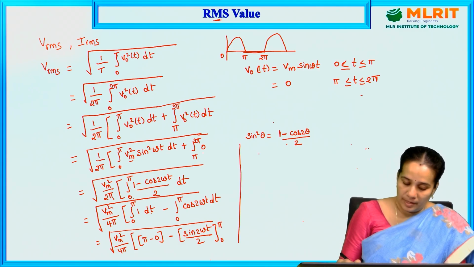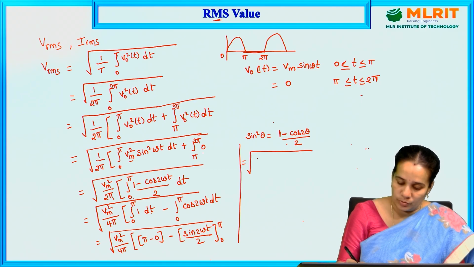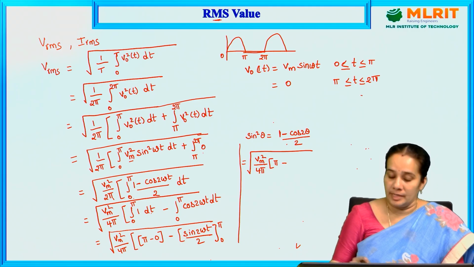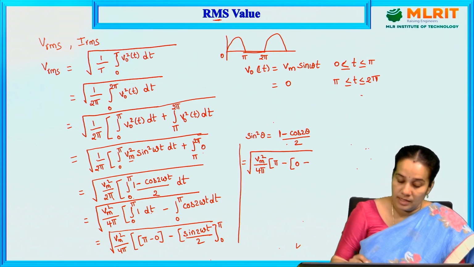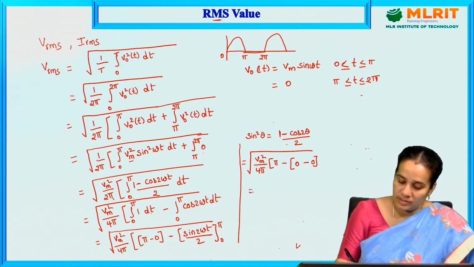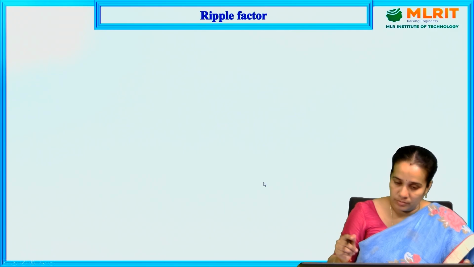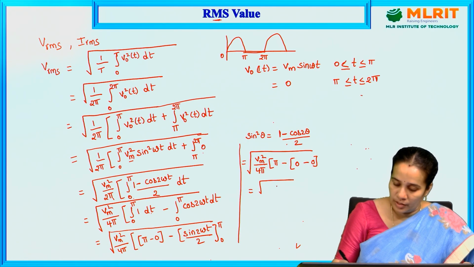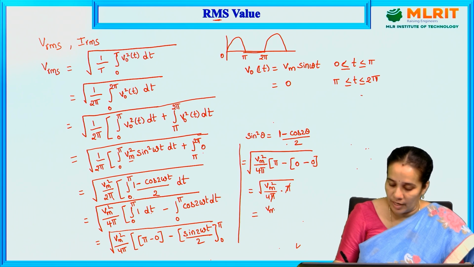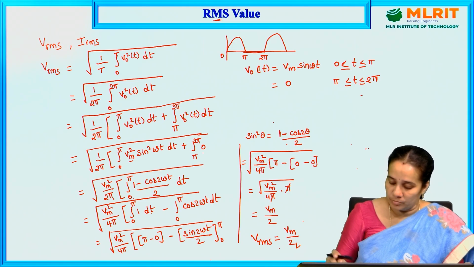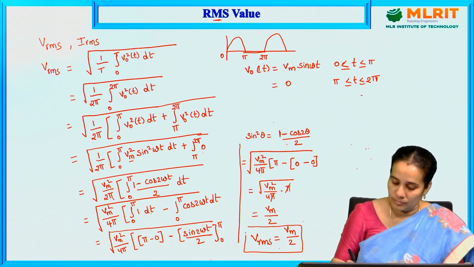So here, if you apply the limits, then under root of, that is equal to Vm square by 4 pi into pi minus sin 2 pi. Sin 2 pi means 0, minus sin 0, 0. So that is equal to under root of Vm square by 4 pi into pi. Pi cancels. If you remove the root, then what is the value? Vm by 2. So what is the RMS voltage value? Vrms is equal to Vm by 2. That is the RMS value.